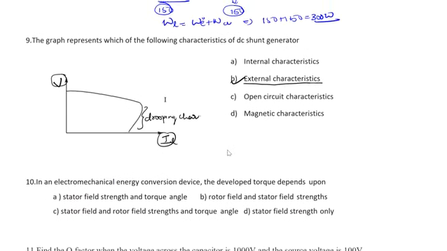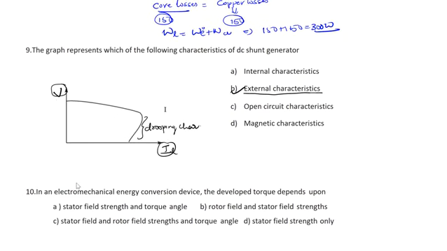Next question here. In an electromechanical energy conversion device, the developed torque depends upon... Guess the answer. Yes, the answer is C here.